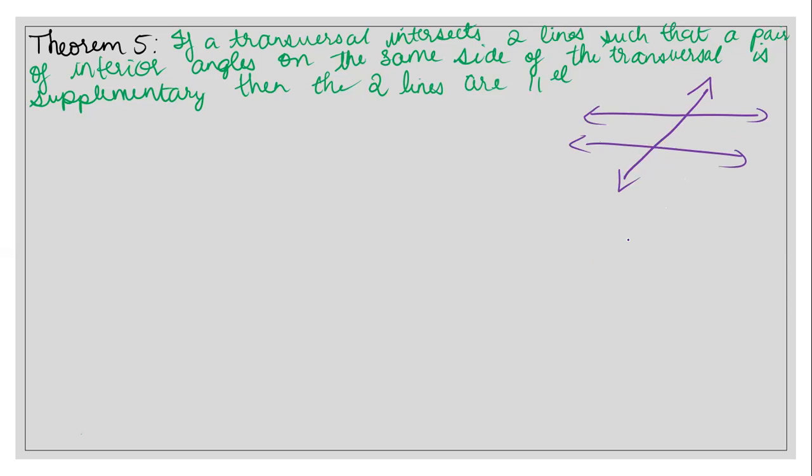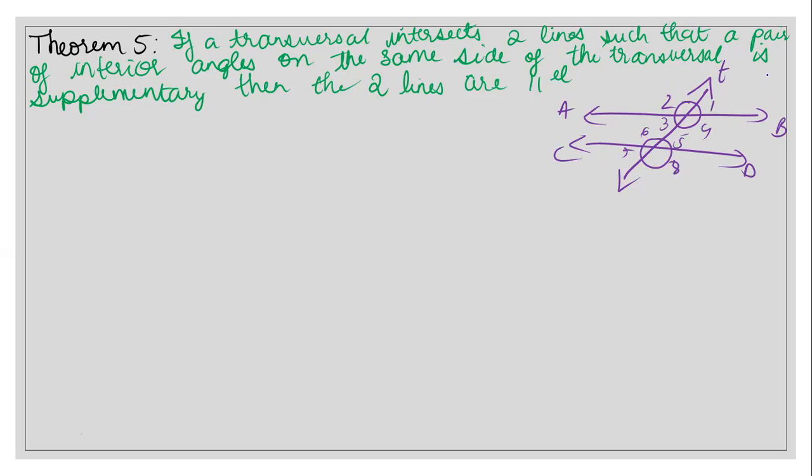Fine. So now let us see theorem number 5. If a transversal intersects two lines such that a pair of interior angles on the same side of the transversal is supplementary, then the two lines are parallel. So, of course, our diagram: lines AB and CD, and then we have angles 1, 2, 3, 4, 5, 6, 7, 8.